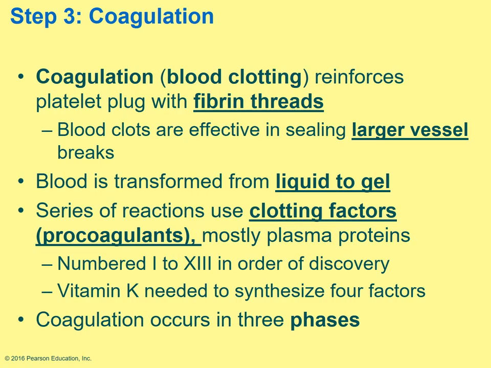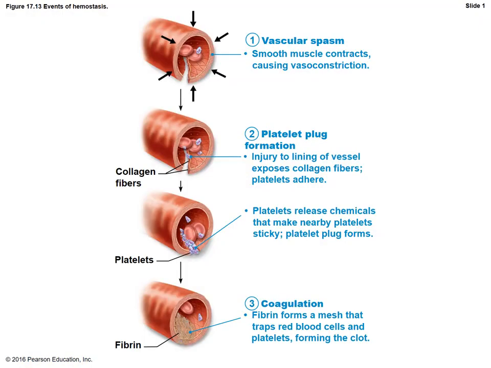There are going to be 3 different phases that will occur with it. First, you have vascular spasm, where the smooth muscle contracts, causing constriction. You're decreasing the diameter, decreasing blood flow.